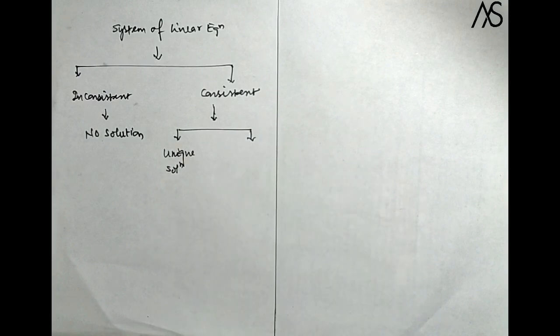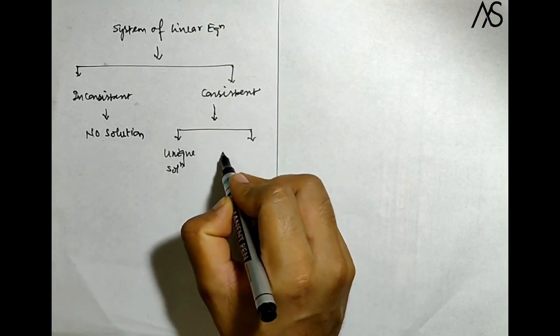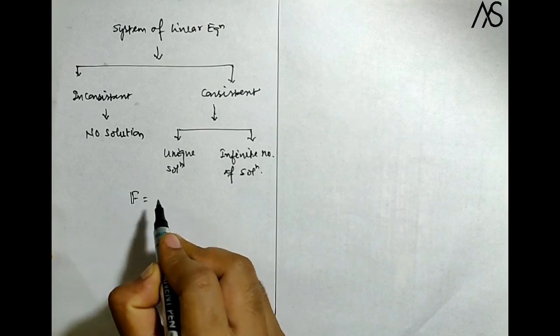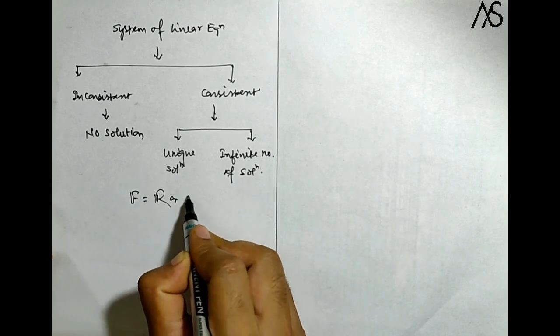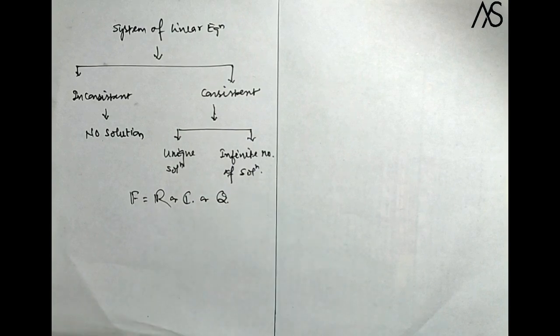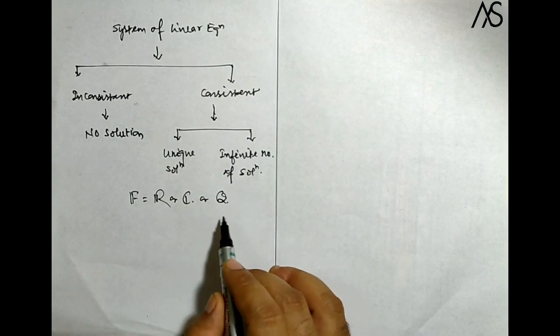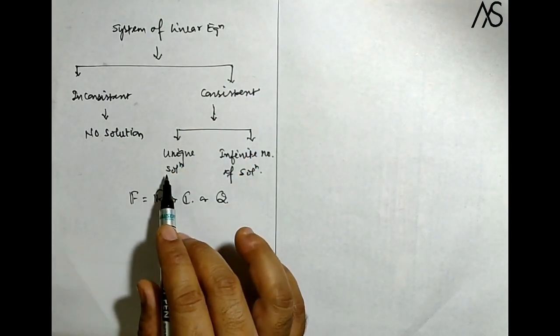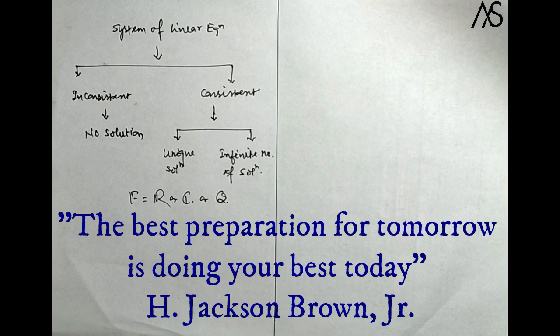If the field is infinite, remember it, if the field is infinite. Here we are taking the field as R, or the set of complex numbers, of course, or the set of rational numbers. If it is Zp, then the system has always either a unique solution or a finite number of solutions.